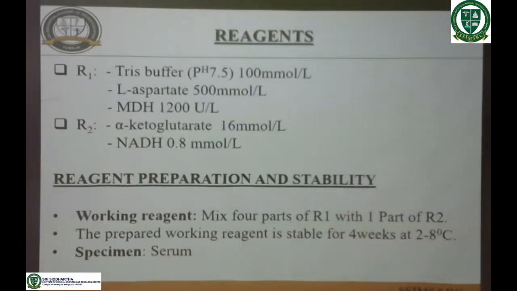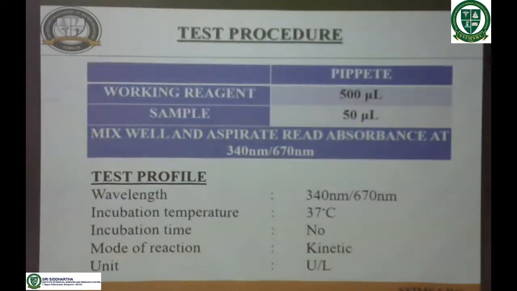So the specimen used in this kit method for estimation of AST is serum. When it comes to the test procedure, first we have to take 2 test tubes. For the test tube, we have to add 500 microliters of the working reagent, and the sample, that is the serum sample, 50 microliters. After that we have to mix well.